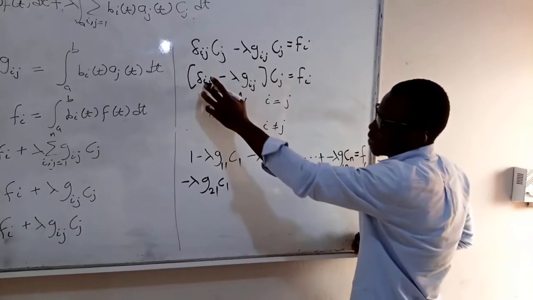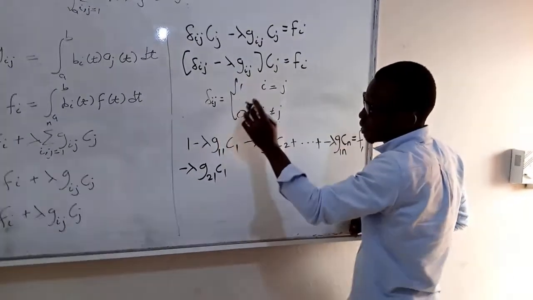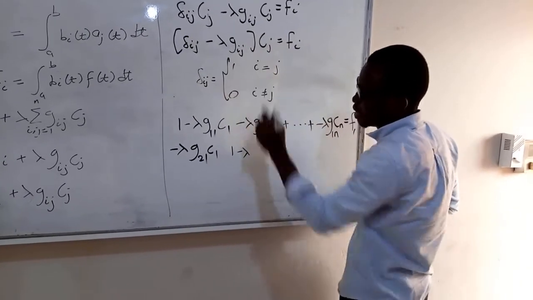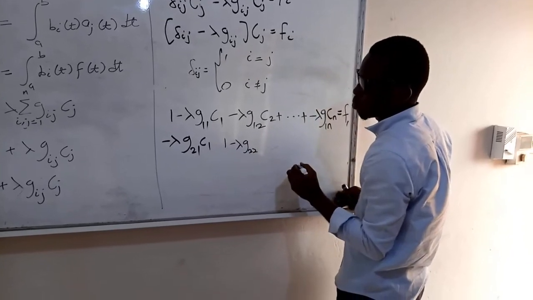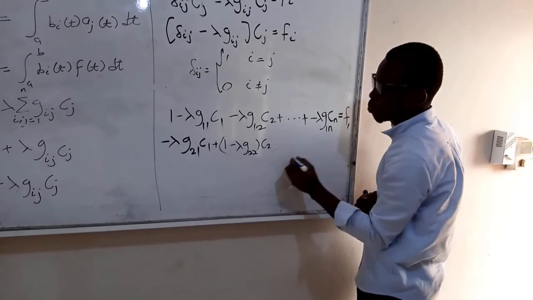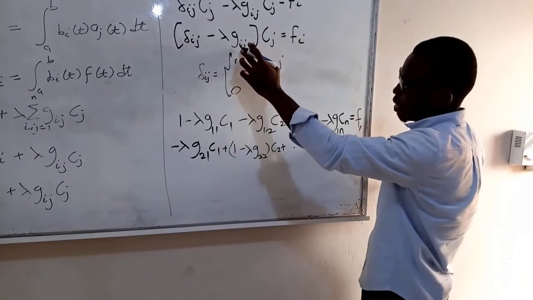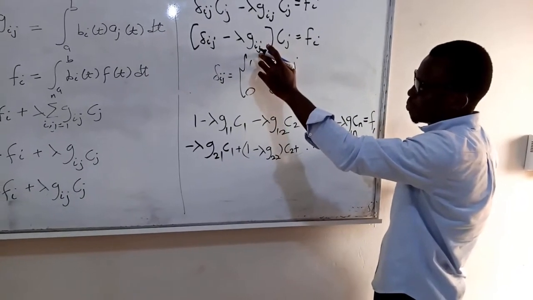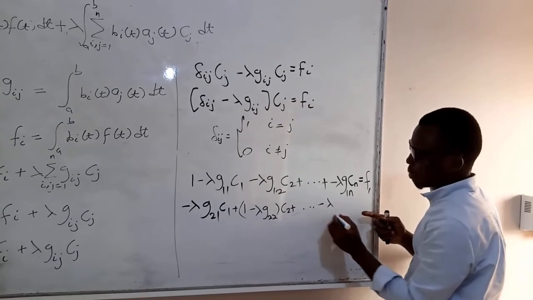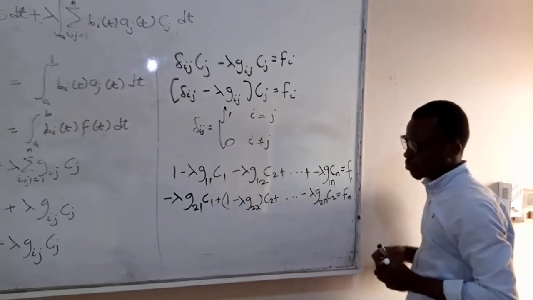When i is already 2, then j moves to 2. We're going to have 2, then here the connected delta function becomes 1. We're going to have 1 minus lambda j 2 2, c2 plus dot dot. The n term becomes: here i is 2 and j becomes n. They are not equal, so here becomes 0. So you're going to have minus lambda j 2n cn to be equal to fn.